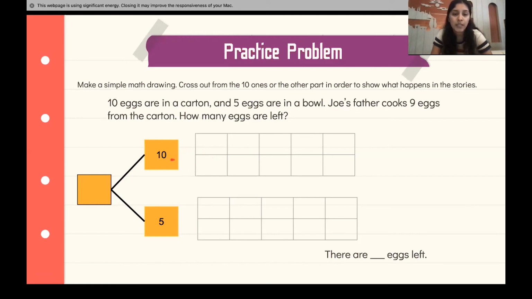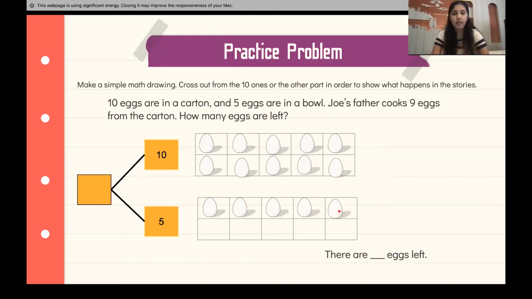So I'm going to draw my 10 eggs that are in a carton. So 1, 2, 3, 4, 5, 6, 7, 8, 9, and 10. So those are my 10 eggs that are in a carton. Now I have to show my 5 eggs that are in the bowl. Ready? 1, 2, 3, 4, and 5. Those are my 5 eggs.